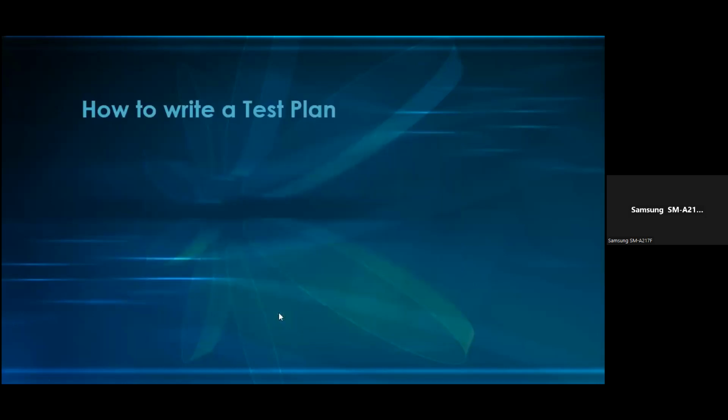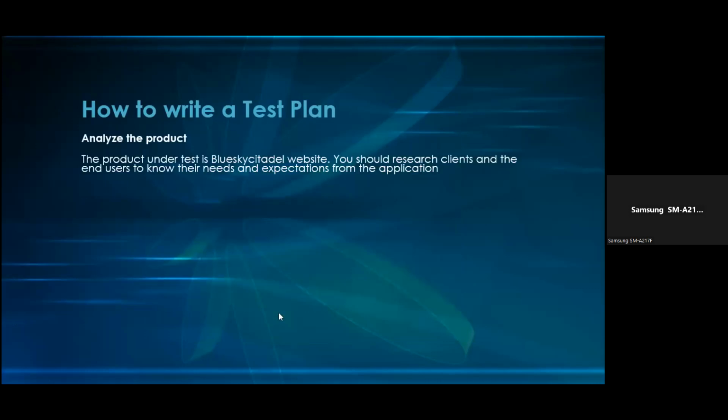Let's just go there straight. So how to write a test plan? One, analyze the product. The product under test here is the Blue Sky Citadel. I use it as an example. You should interview the clients and the end users to know their needs and expectations from the application. So you would have been given a mandate, a project mandate. These are the people, these are the expectations. You need to know who exactly wants to use the website. They are the end users. Who are our target audience?